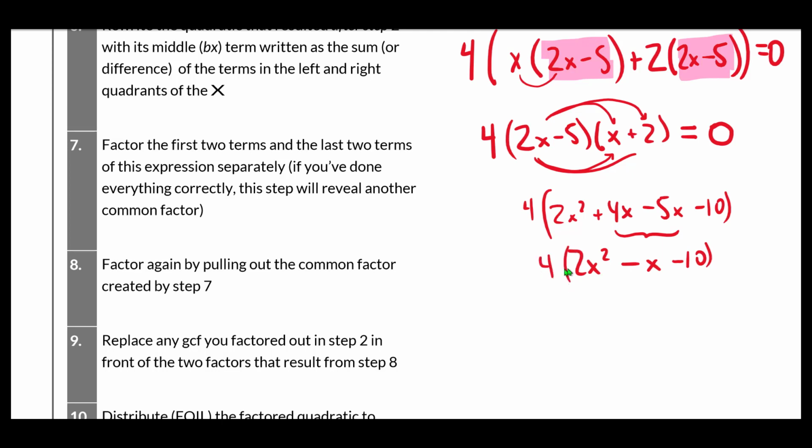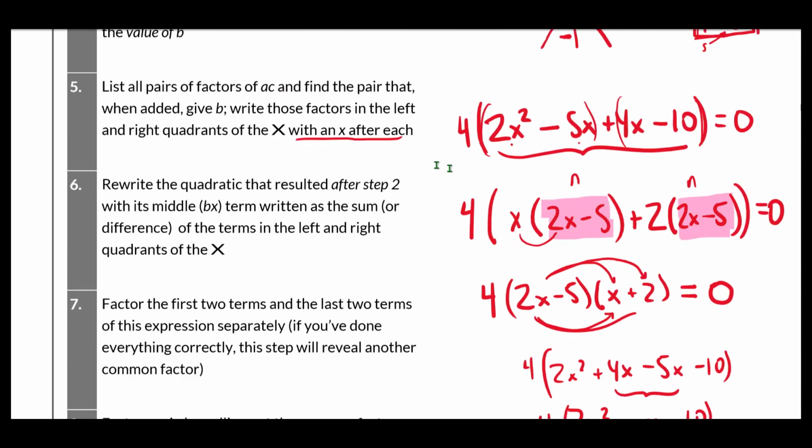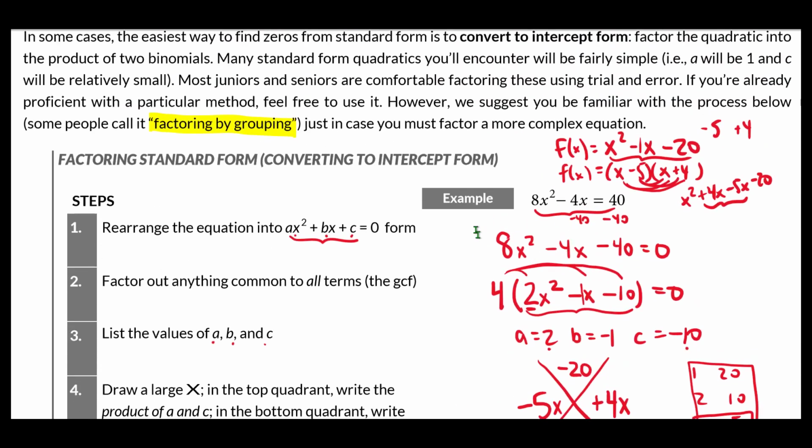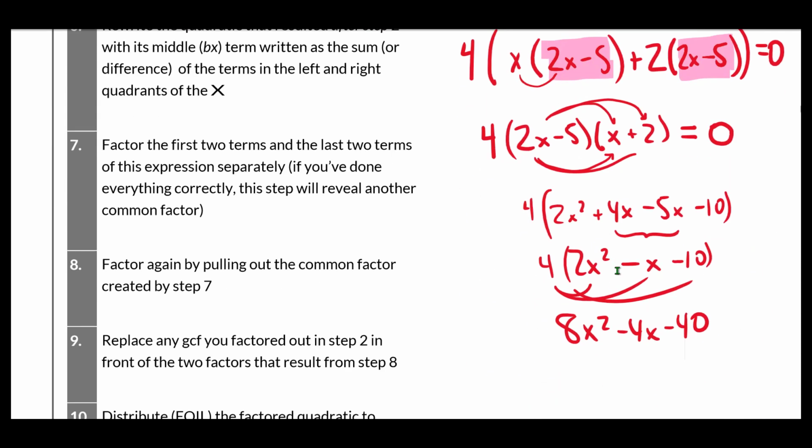Everything's looking good so far. Put that 4 back in. I get 8x squared minus 4x minus 40. Is that what I had at the very beginning? Yes, it is. Pretty much after the first step, that's what I had. I could even rewrite this as that plus 40, and then of course I have exactly what I started with.